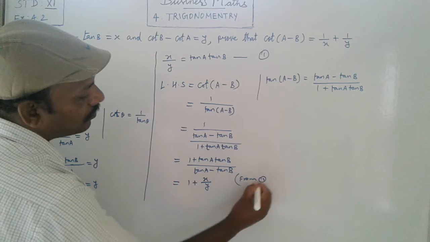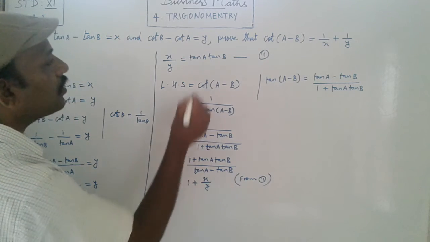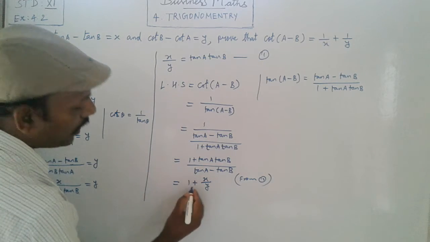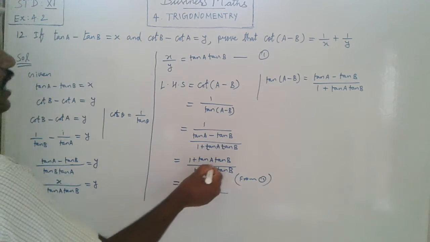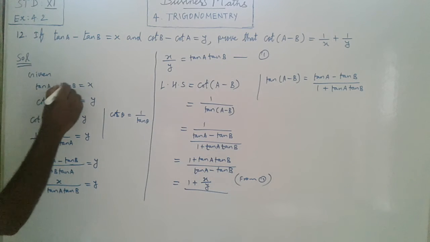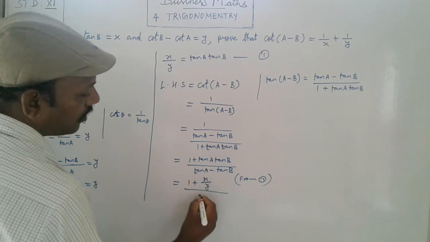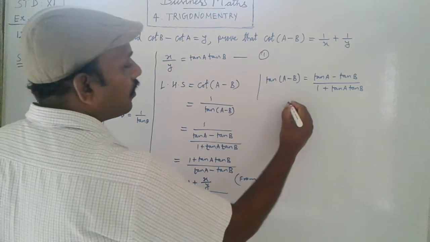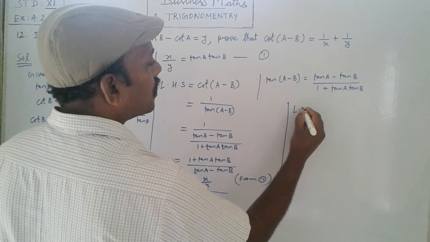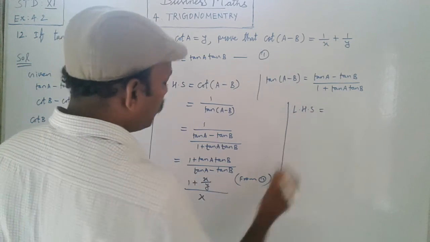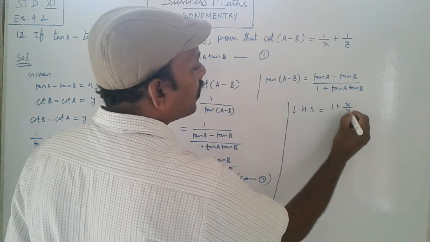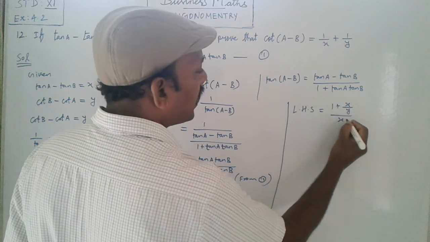From equation number 1, tan A tan B value is x divided by y, divided by tan A minus tan B. Already we know that given tan A minus tan B is x. So you should write LHS equal to 1 plus x by y divided by x.